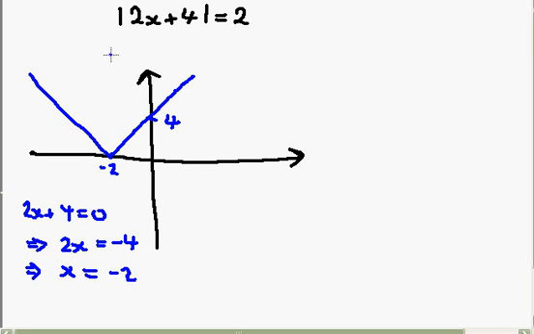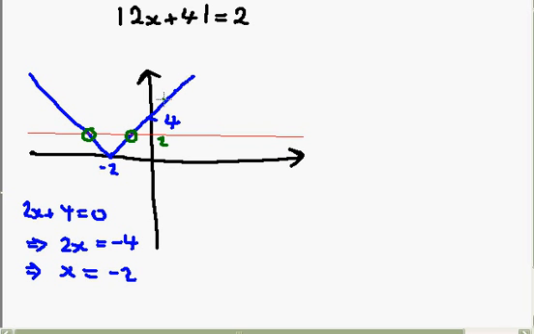So what this question is asking me is, where does the graph of the modulus of 2x plus 4 intersect y is equal to 2? Now the line y is equal to 2 looks something like this. You can see that it's going to intersect at two separate points, one here and one here, and that's where it's cutting at 2.